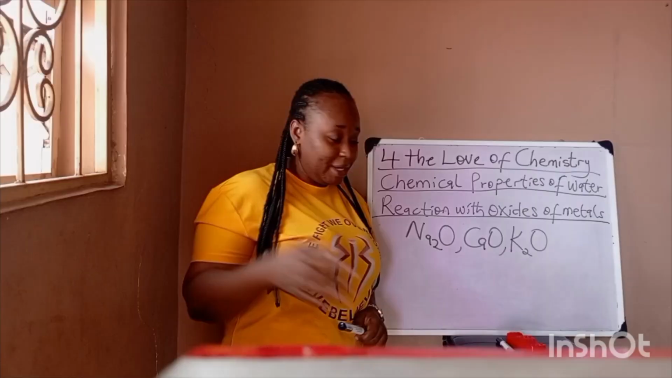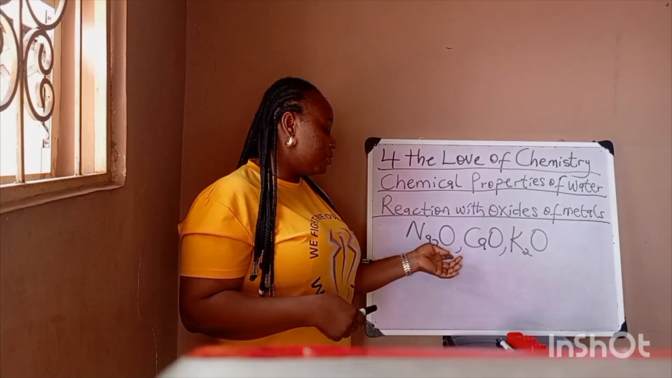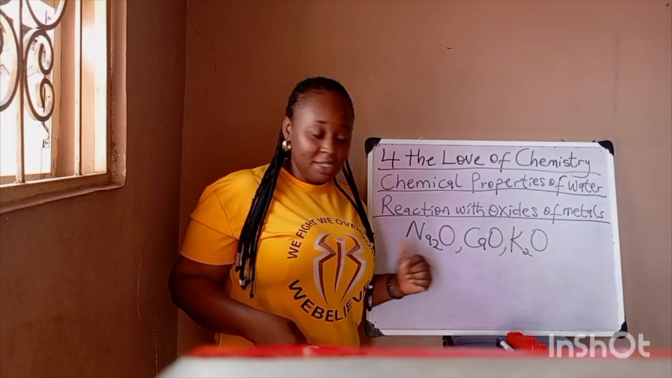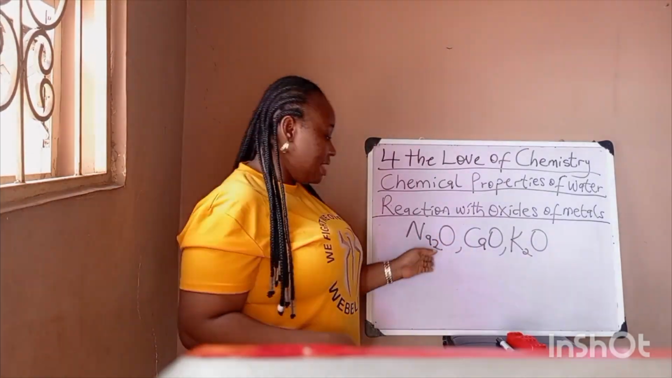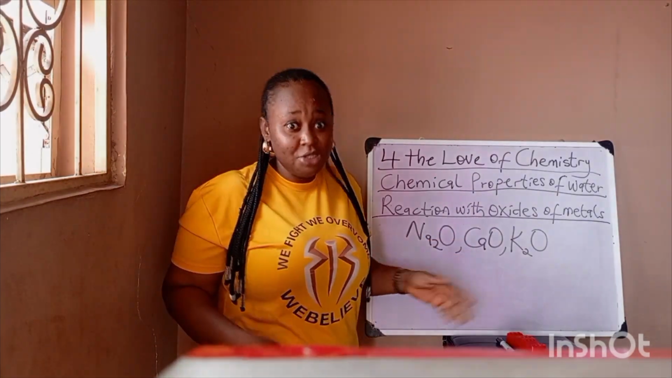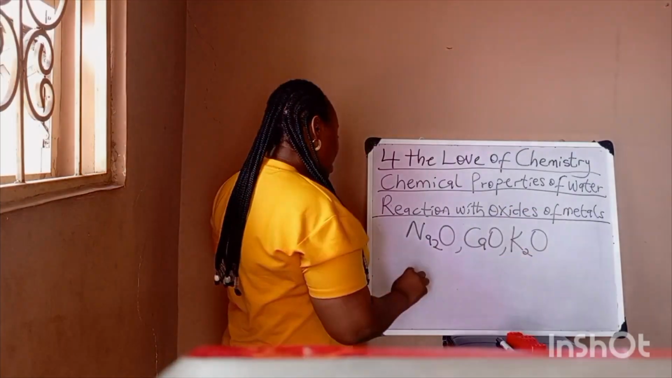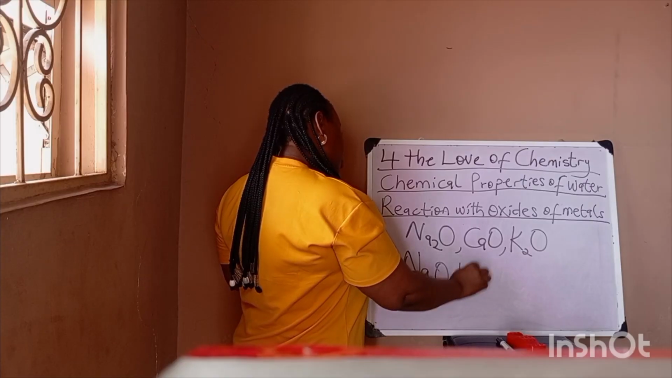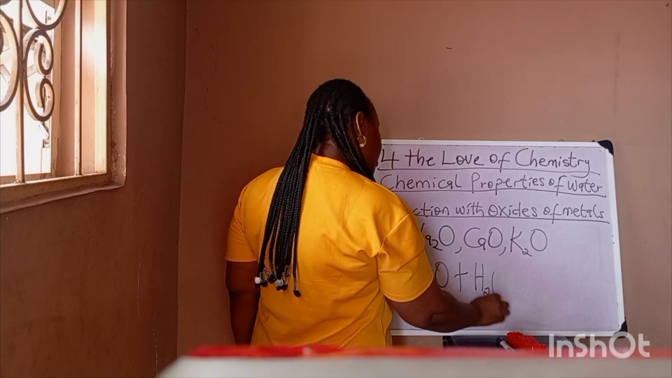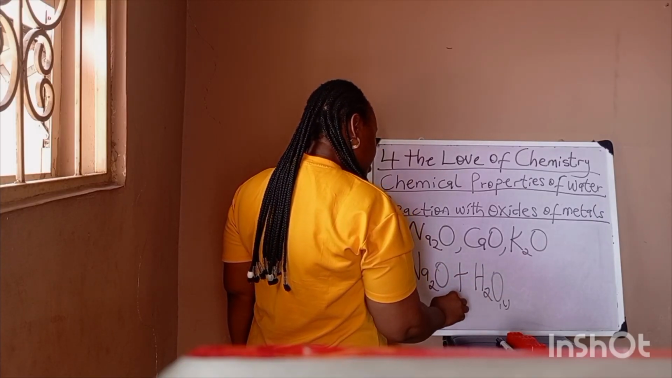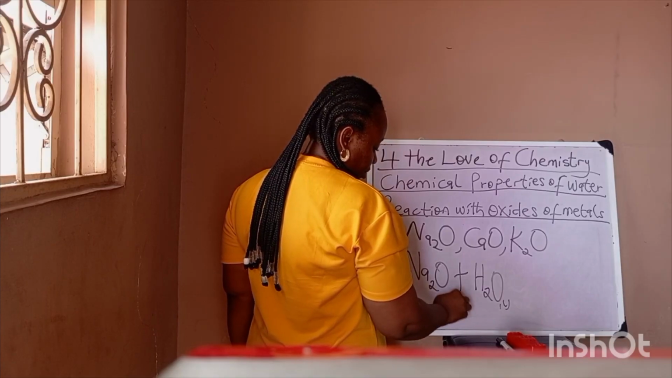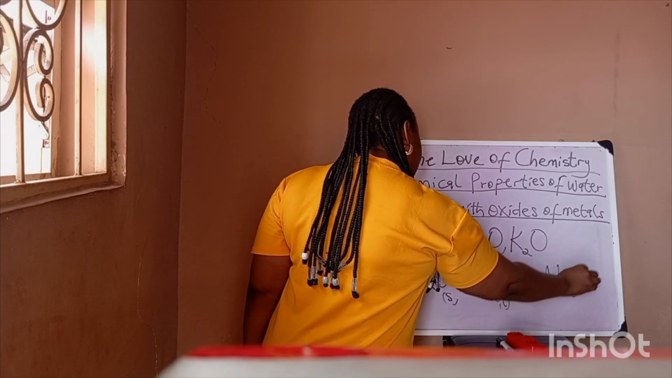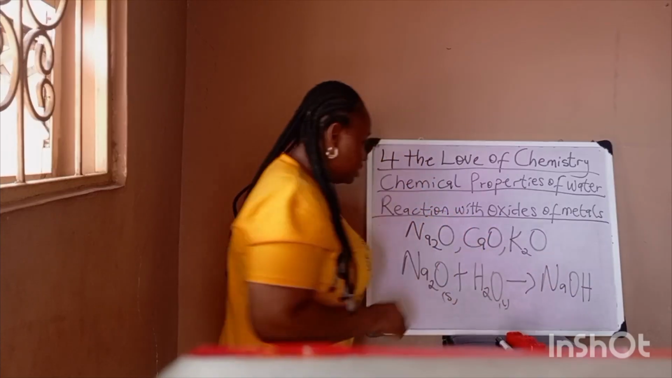Of course, remember, why is the formula of sodium oxide like this? Sodium has a valency of 1, oxygen has a valency of 2. They exchange the valency. That's why sodium has 2. And there is nothing with oxygen because we don't write 1. So let's see sodium oxide plus water. You already know the formula of water. To give us the corresponding alkali, which is sodium hydroxide.